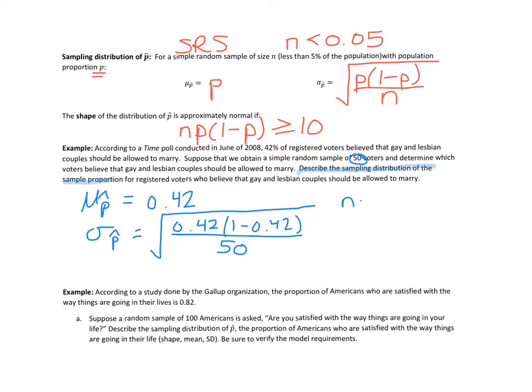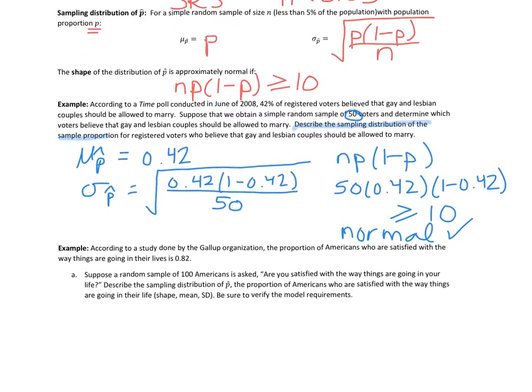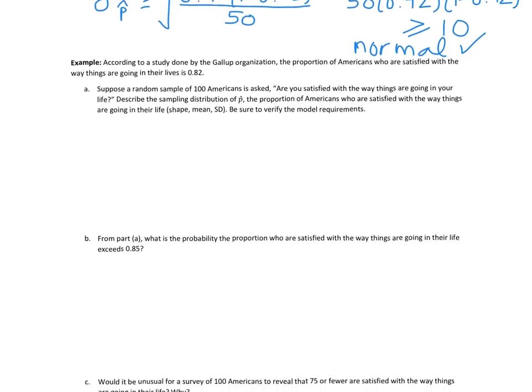And then finally, n times p times 1 minus p: 50 times 0.42 times 1 minus 0.42. Calculate that out. It ends up being greater than or equal to 10, so we could say that the shape is normal. Okay, so let's go on to our problem, one that we're more likely to see on a quiz or an exam.